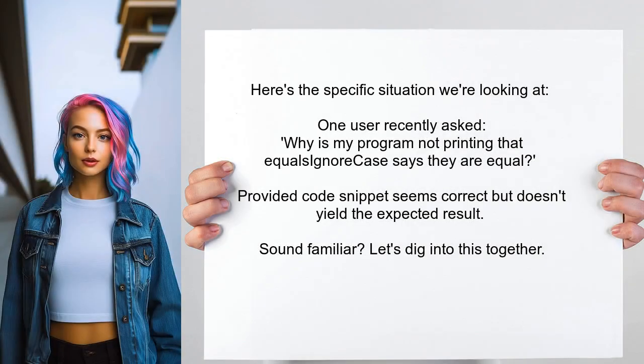This is a common issue that can leave you scratching your head. Here's the specific situation we're looking at. One user recently asked, "Why is my program not printing that EqualsIgnoreCase says they are equal?" They provided a code snippet that seems correct, but doesn't yield the expected result. Sound familiar? If so, let's dig into this together and find a solution.